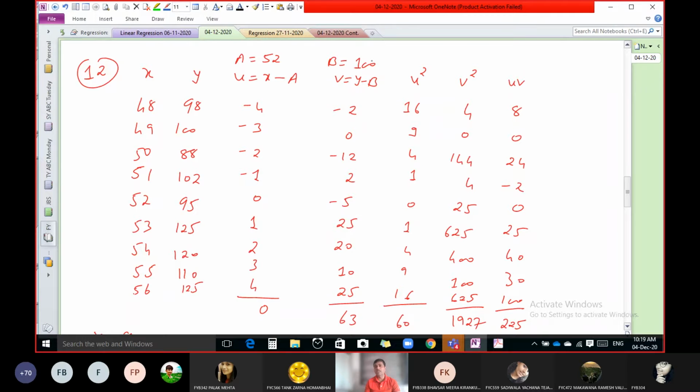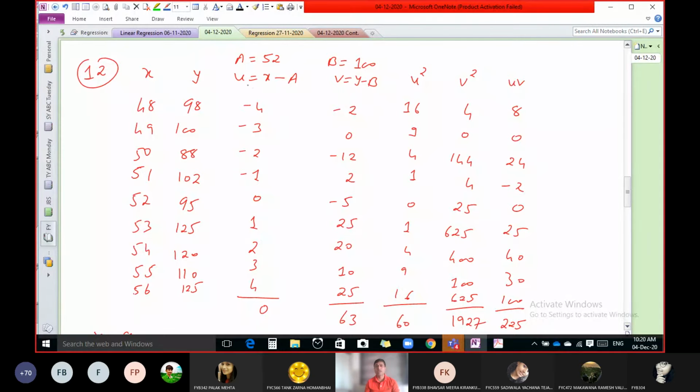And subtracting 100 here, you can subtract any other value, no question at all. But I think 100 is the most appropriate value to reduce my calculation of subtraction. So 98 minus 100, I will get direct answer minus 2, 0 minus 100, minus 100, 88 minus 100, minus 12, 102 minus 102, here we get minus 5, here we get 25, 20, 10 and 25. And add this value, we get 63.